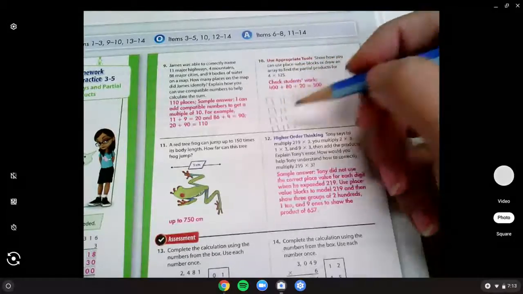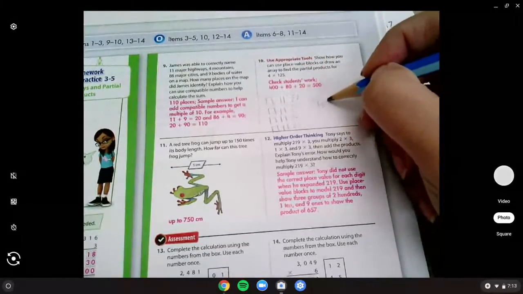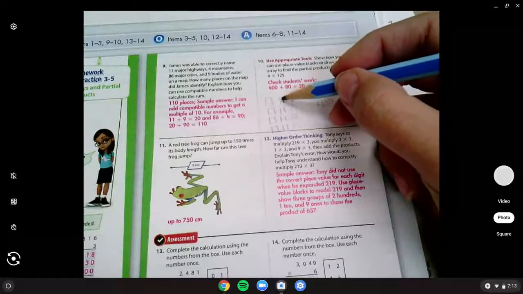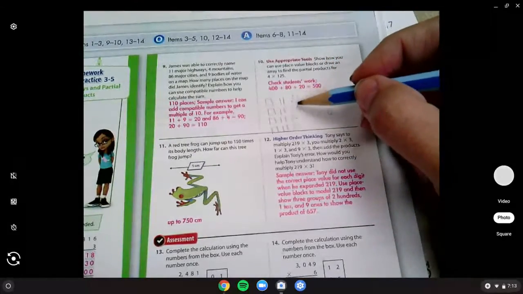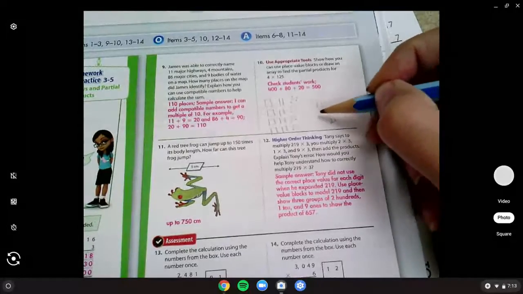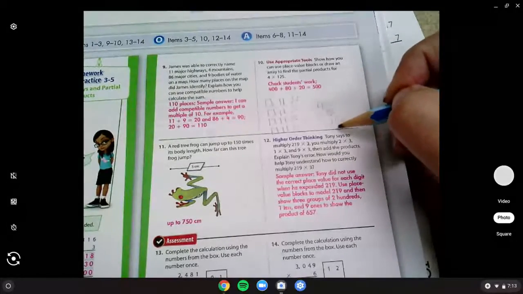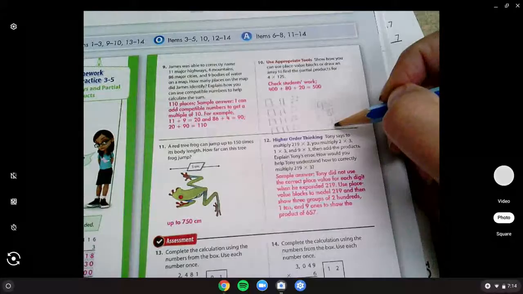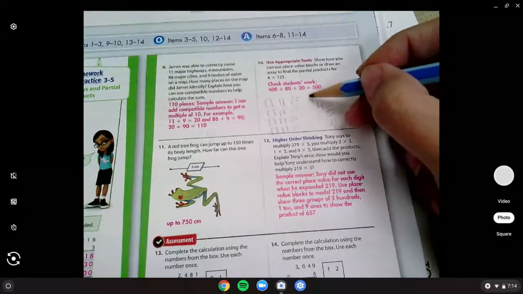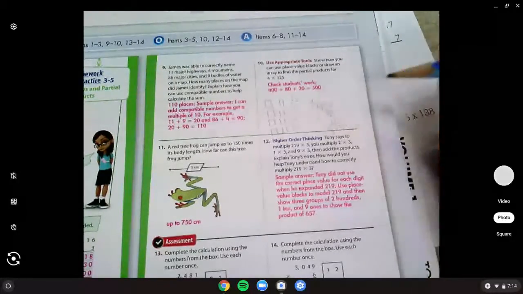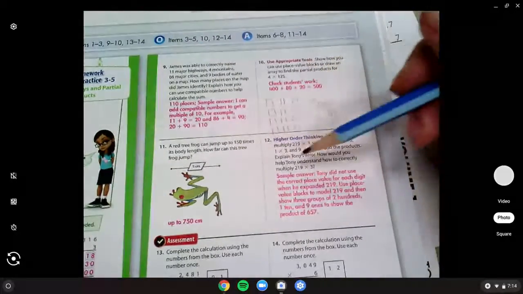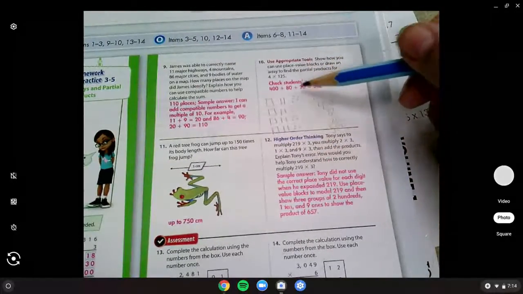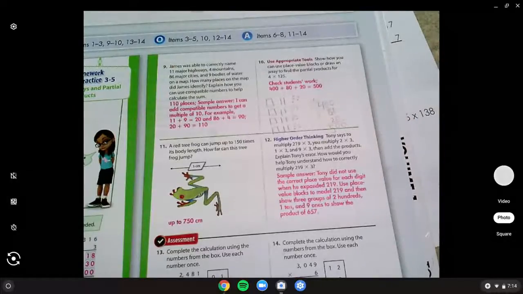So we should have shown that we had 400, and we had 2, 4, 6, 8. We got 80, and we have 5, 10, 15, 20. Now if we add all those together, we would get 500. Okay, so they wanted something with the pictures. That's why it says check student work to see if you have those pictures.